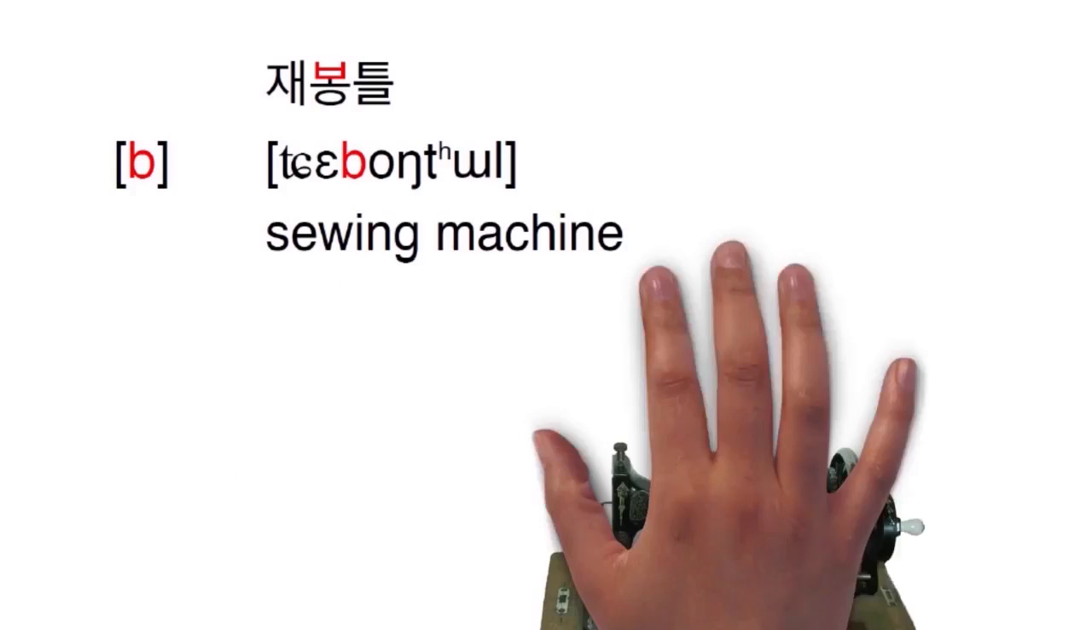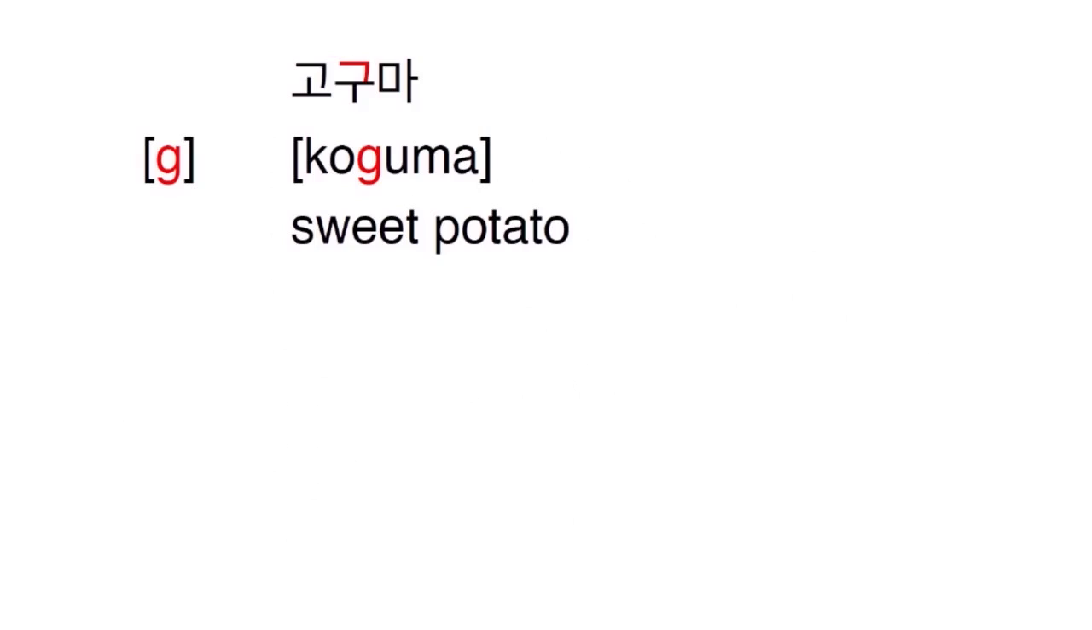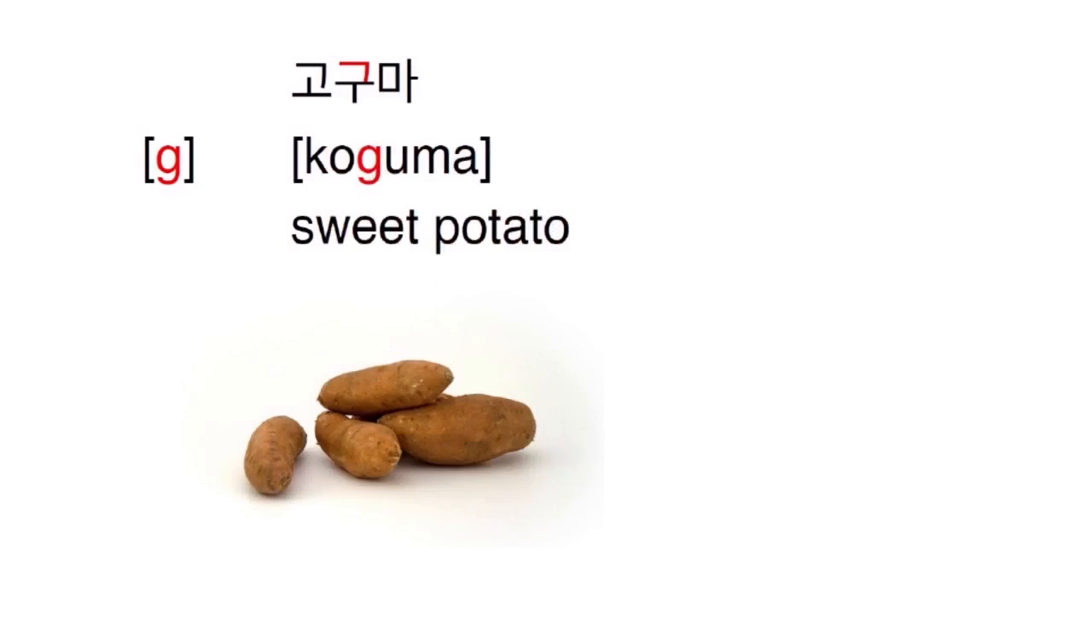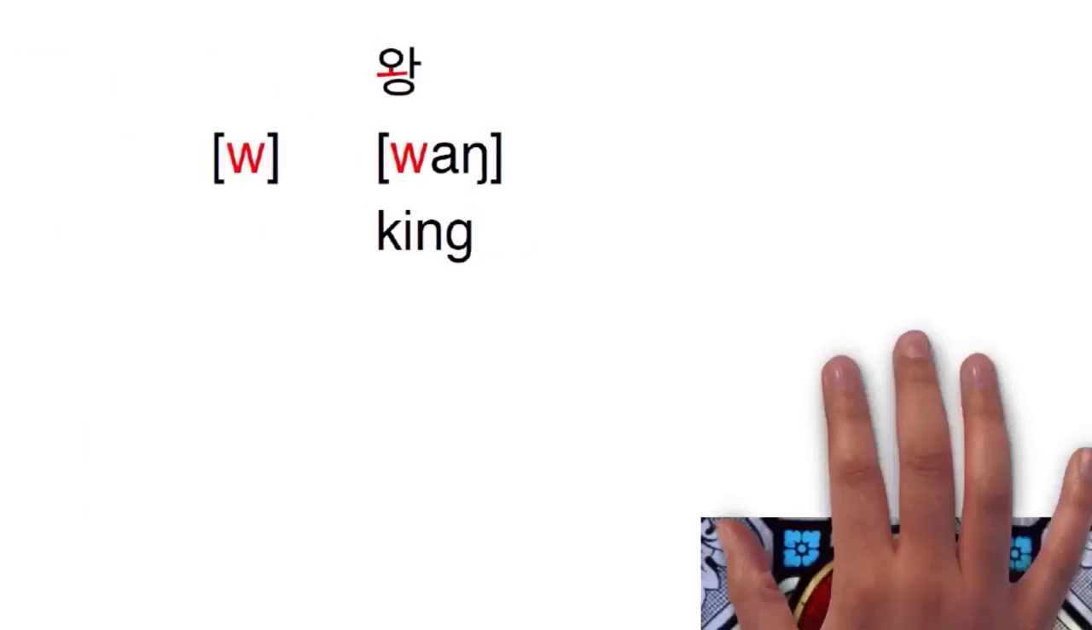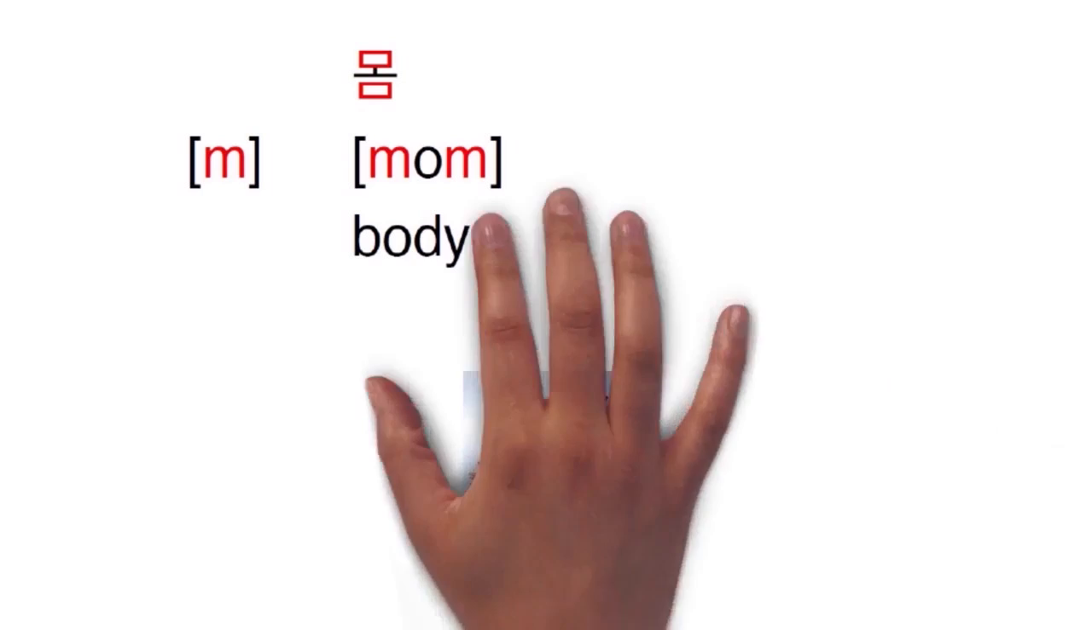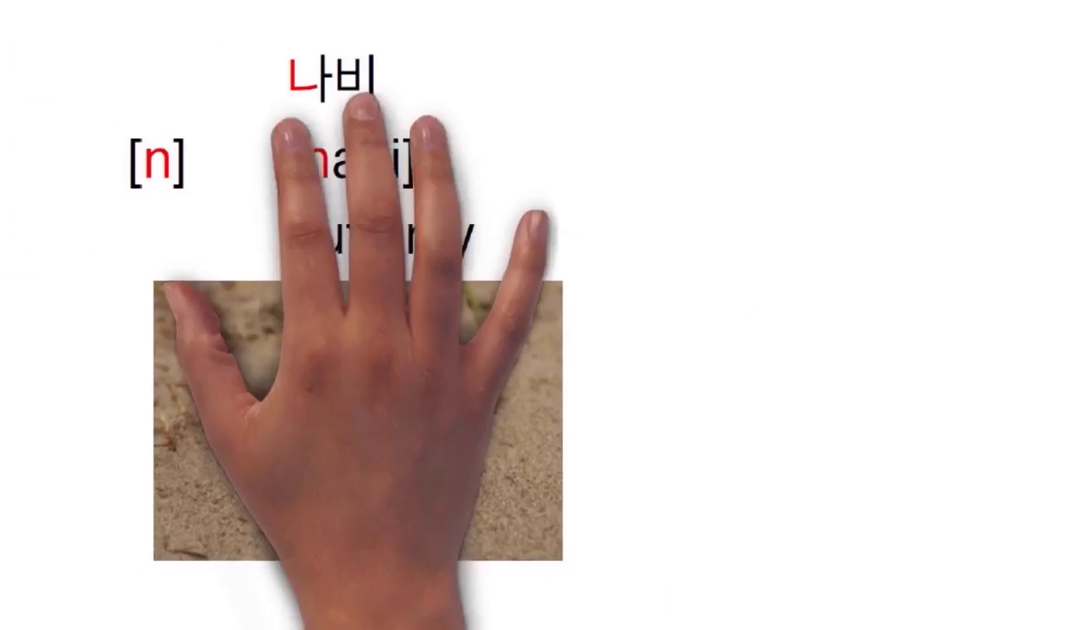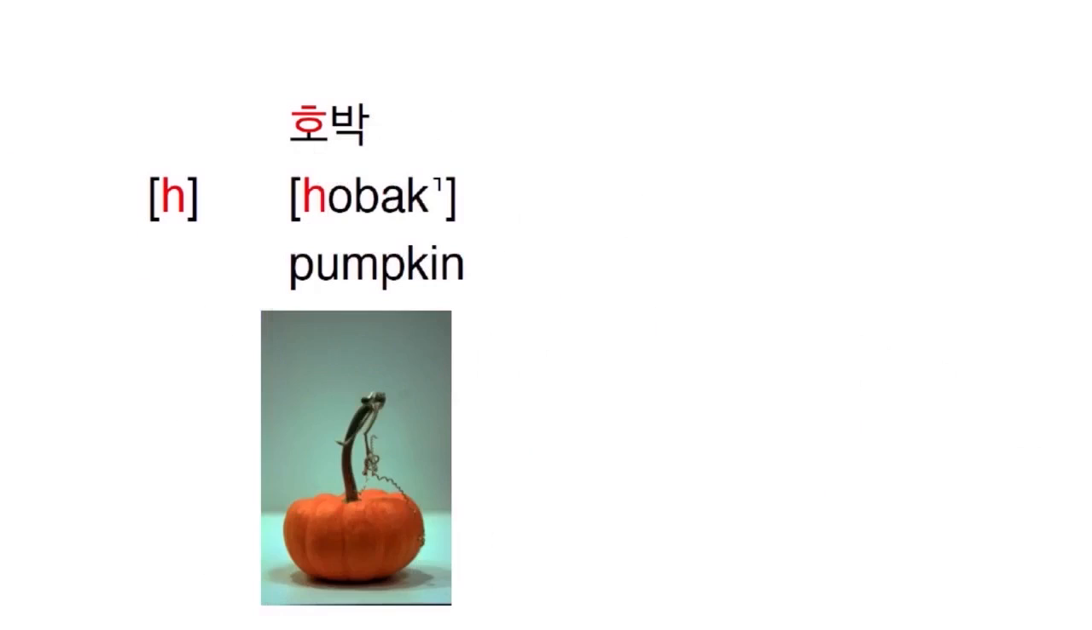There's B as in 재봉틀. There's G as in 고구마. Incidentally, these last 2 sounds always show up between vowels or voiced consonants, things like M and N, and never at the beginning of a word. Next, there's W as in 왕, as in 몸, as in 나비, and H as in 호박.